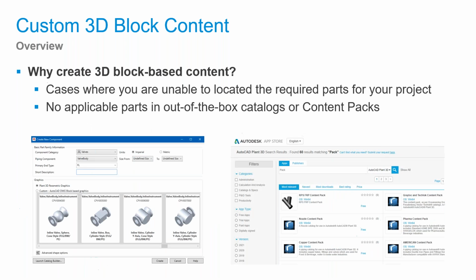All right. So why create 3D block-based content? Well, there's going to be cases where you're unable to locate the required parts for your project through the App Store, say downloading a pre-made catalog. And you might be able to create a catalog with descriptive information for those parts, but you may not have the capability or the time to create your own Python scripts, or the Python scripts that come with the software, which you can see here in the catalog builder. The various shapes, the parametric graphics that we have there don't represent your part correctly.